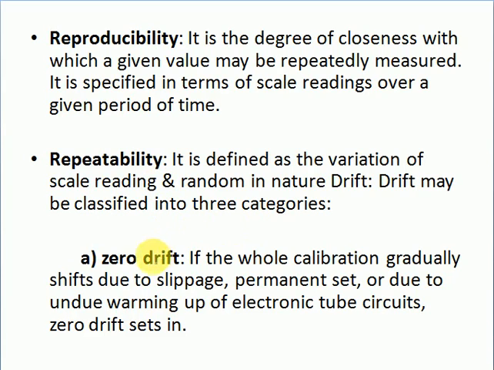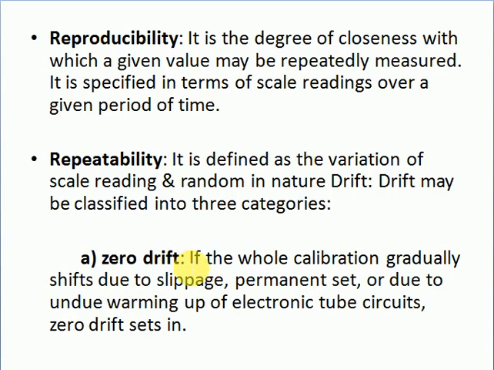So what is drift? Drift is defined as the gradual shift in an indication over a period of time where the input variables do not change. Okay, drift is the change in the output when the input does not vary. Drift is defined in three categories.